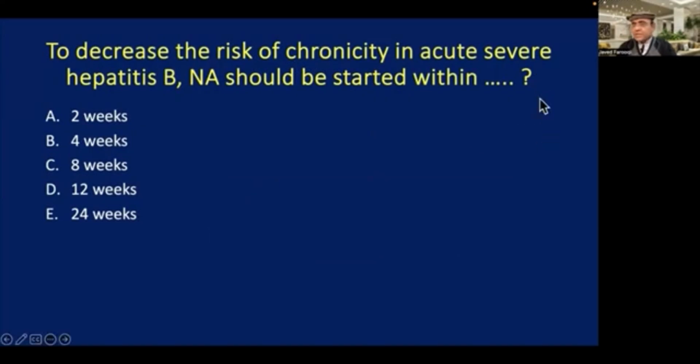So the question is, to decrease the risk of chronicity in acute severe hepatitis B, NA should be started within 2 weeks, 4 weeks, 8 weeks, 12 weeks, or 24 weeks. Answer is you start within 8 weeks, and this is the best time to start these patients. Don't delay it longer. The earlier you start, the better it is.